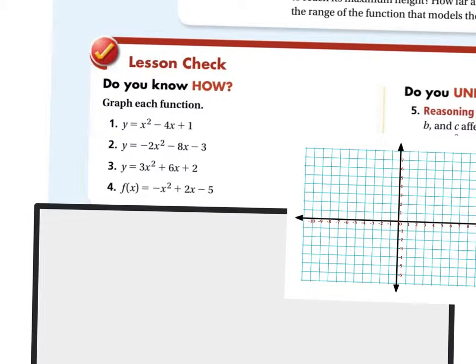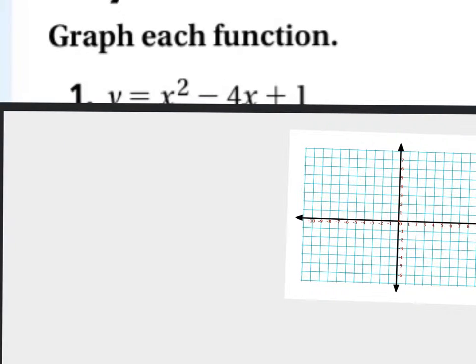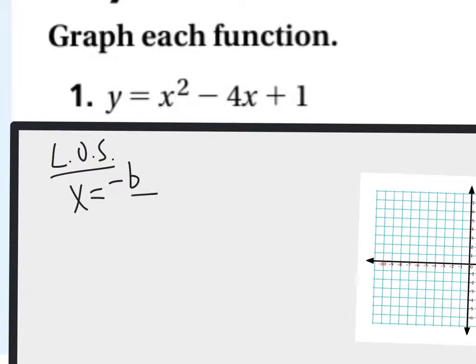So if we look at lesson check number 1, they're asking us to graph this function. In order to graph this function, again, first thing is we're going to find our line of symmetry. So line of symmetry is x equals negative b over 2a. When you write your line of symmetry, make sure you put x equals something. I've had people do these problems sometimes, and they'll say their line of symmetry is 3 or 1 or negative 2. Just a number, that's not a line, so you've got to make sure it's x equals.